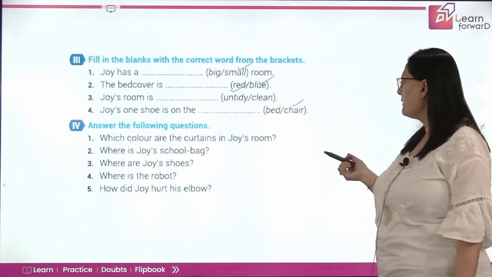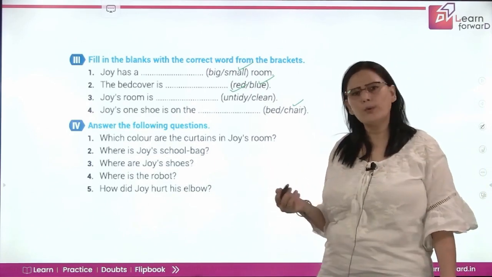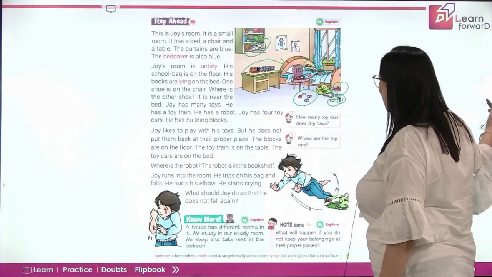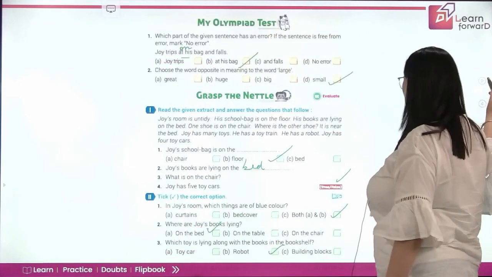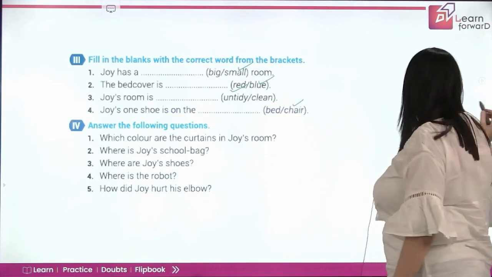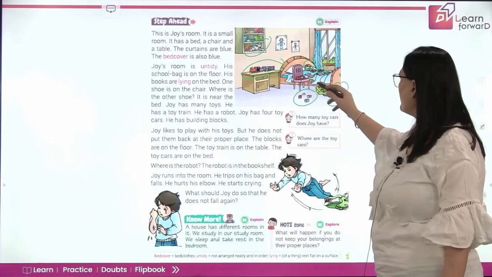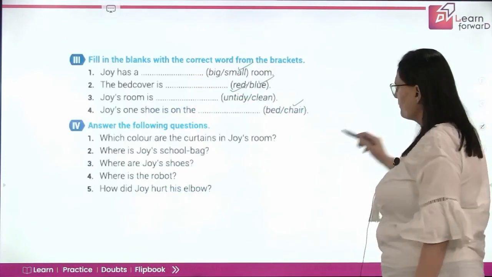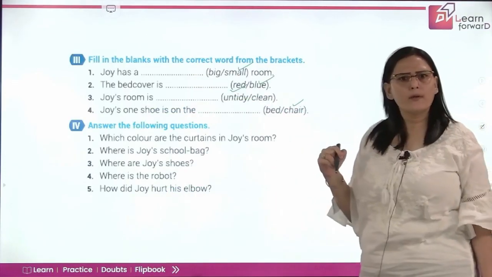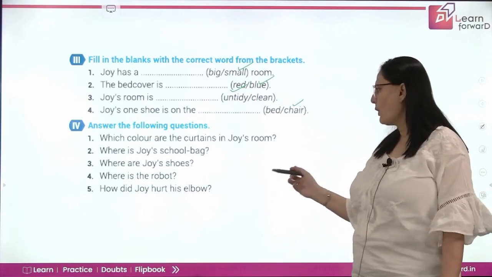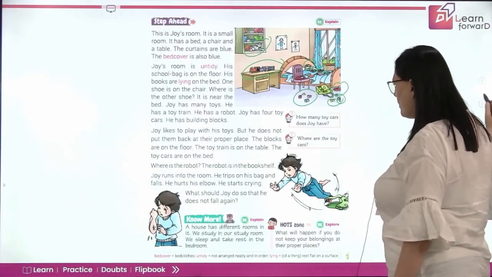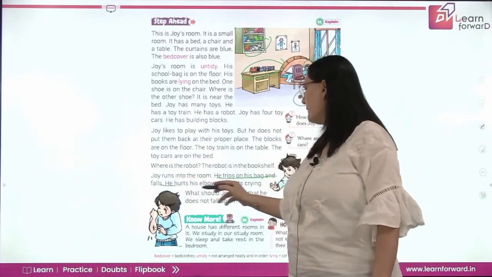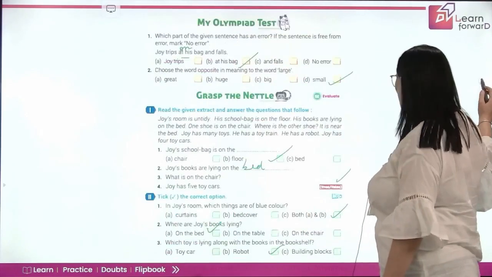Which color are the curtains in Joy's room? So the curtains are of blue color. Where is Joy's school bag? So Joy's school bag was lying on the floor. Where are Joy's shoes? One of his shoes was lying on the chair and one of the shoes was near the bed. Where is the robot? The robot was there in the bookshelf. How did Joy hurt his elbow? Now Joy, when he was coming back to his room, trips on his school bag, falls and hurts his elbow. So that was all about the story.